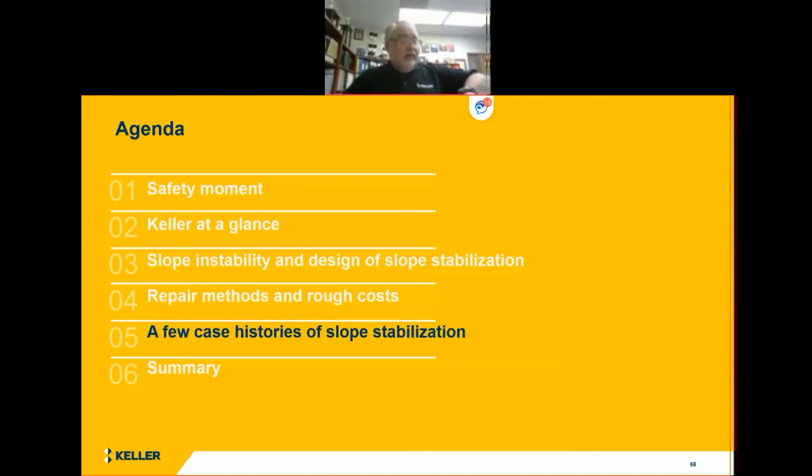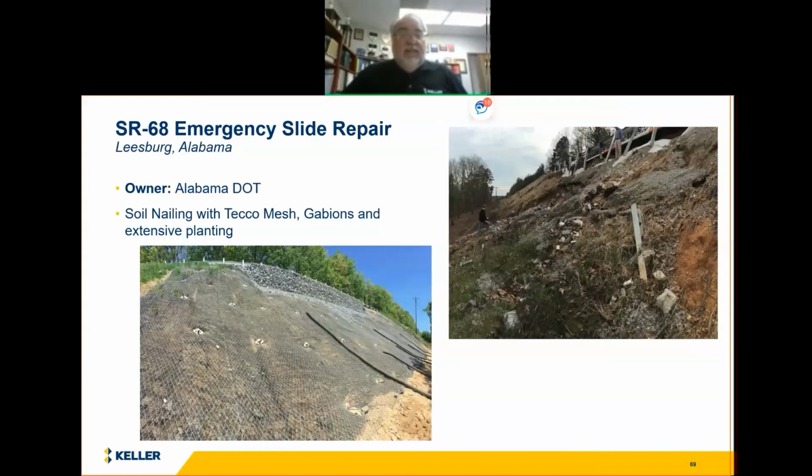So let's just look here in the last couple minutes at a few short case histories of slope stabilization. This is a project from Leesburg, Alabama, where after a big hurricane flood, there was tremendous erosion and the fill slope failed, as you can see in the upper right here. That was repaired using soil nailing with Tecco mesh, with vegetative planting in the Tecco mesh. You can see the soil nails and the mesh on the left. This is before the plants had taken hold. And then a gabion wall at the top, which is a rock-filled basket, to reestablish the shoulder that had been lost.